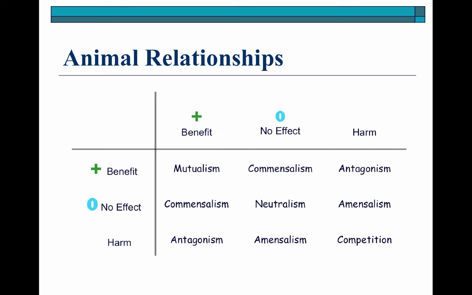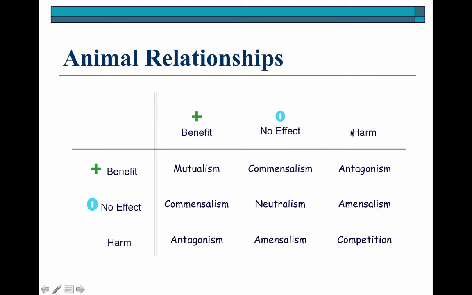So this is how the animal relationships kind of play out. Over here to the left-hand side, we've got a positive benefit, a no effect, and then a negative benefit or a harm. And we have those same categories along the top here. So if you were to select a type of relationship that caused harm and had no effect to one individual, then that would be a mentalism.